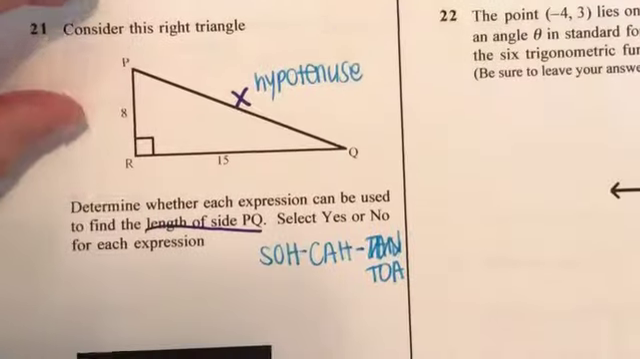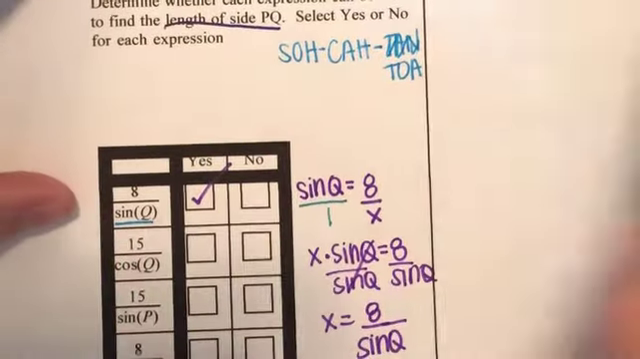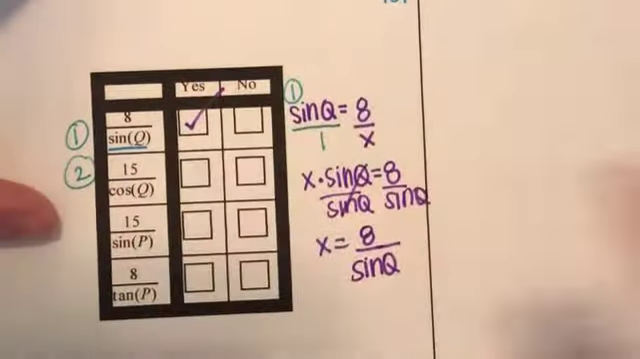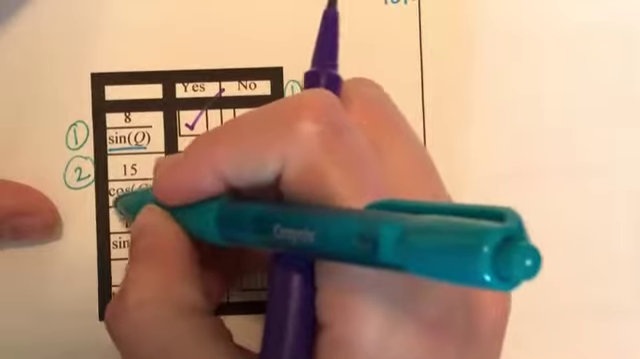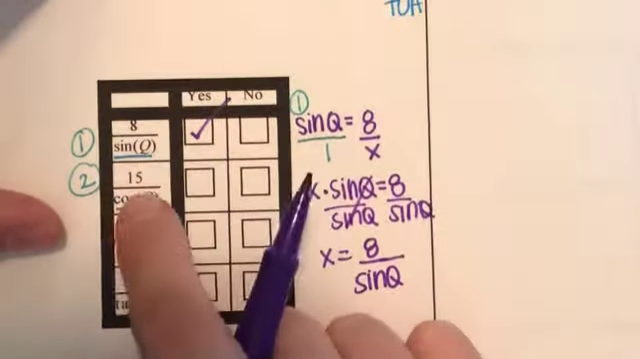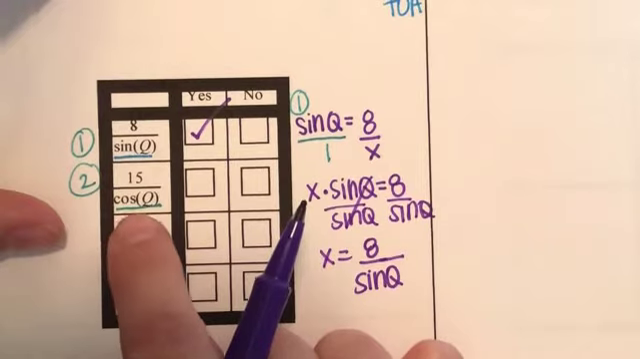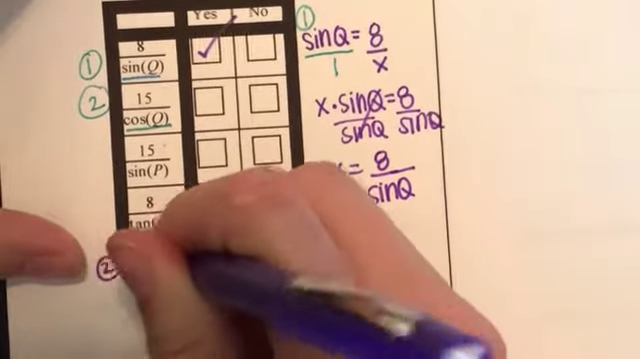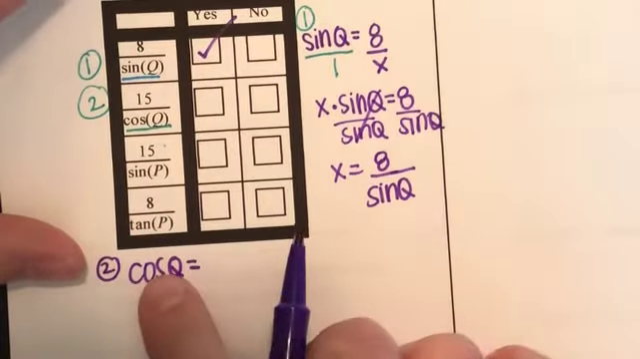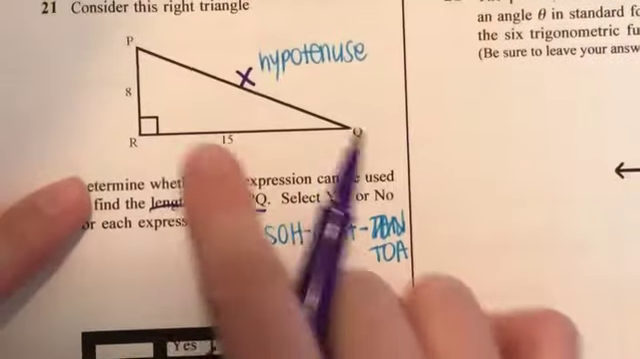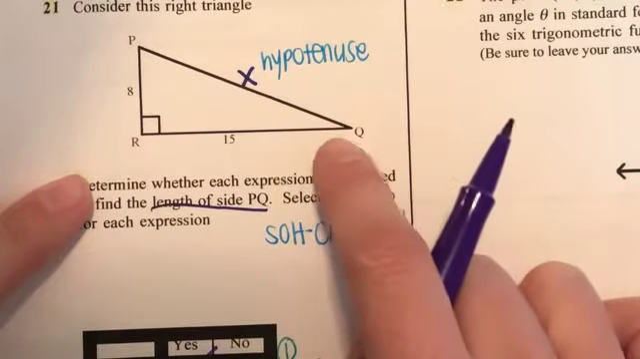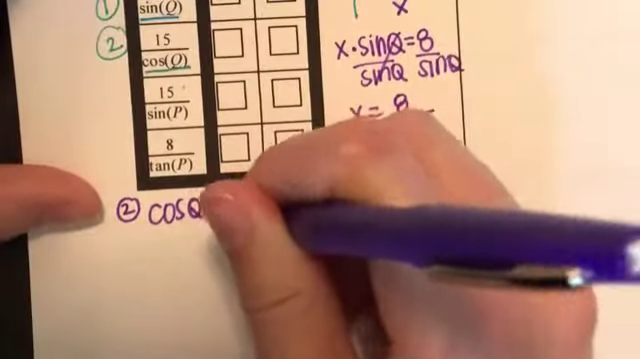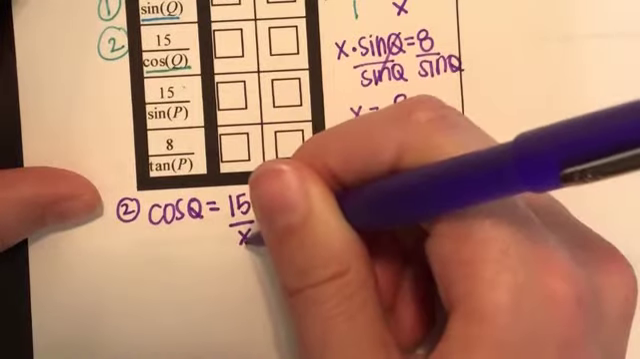Okay, now we're going to move on to the second part. That was only part 1, and we decided yes. So let's look at part 2. Now we're focusing on cosine of Q. Is 15 over cosine Q going to be an expression that solves for X? I'm going to write the ratio for cosine Q. Remember, cosine means adjacent over hypotenuse. Now we're on Q. Adjacent is 15 and hypotenuse is X.